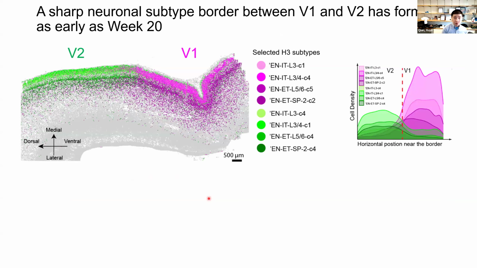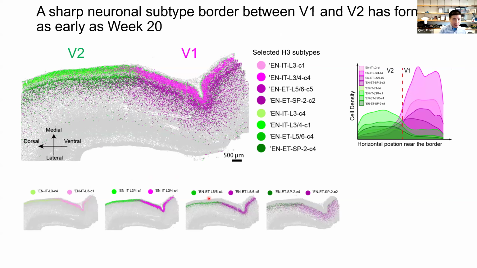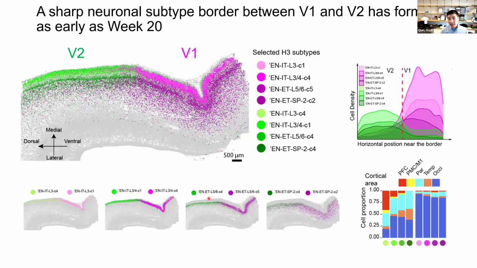Our Murphy's data shows a dramatically different picture in that as early as gestation week 20, V1 and V2 are sharply delineated by this mutually exclusive distribution of neuronal subtypes that can be found across all cortical layers as well as the subplate. And when we look at the distribution of these neuron subtypes across other cortical areas, we see that these green neurons found in V2 have some distribution and presence in other cortical areas as well, even though they are clearly higher in V2. So that aligns with the continuous difference that I described earlier.